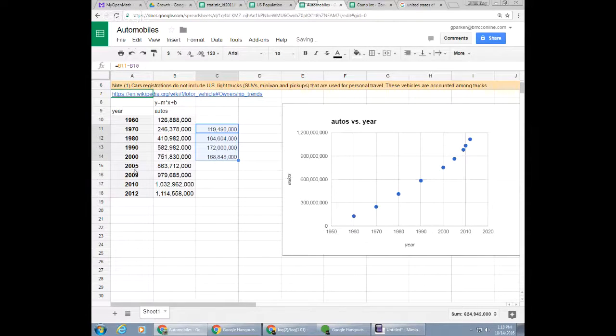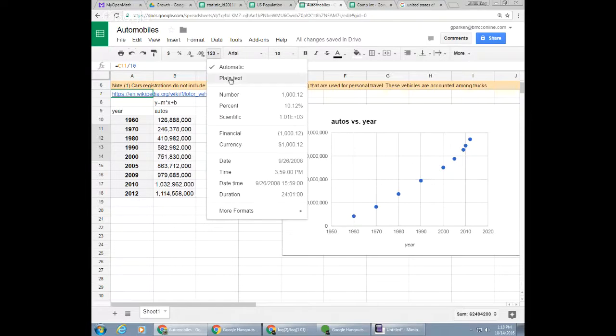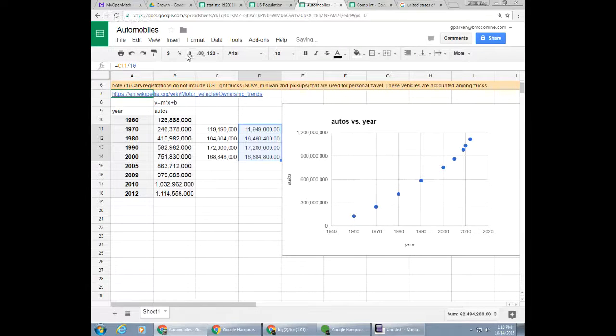Because then it gets weird. 2005, 2009, 2010, 2012. What the heck? Okay. All right, so let's see. And then next we would need to divide those by 10. Divide by, oops, number divided by 10. And let's put commas in there so they're more presentable. Get rid of some decimals. That worked.